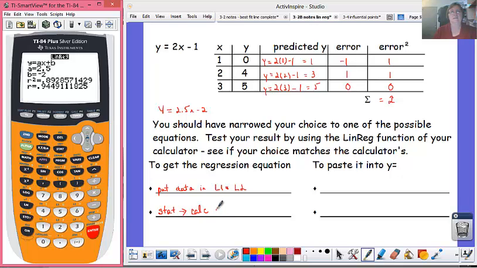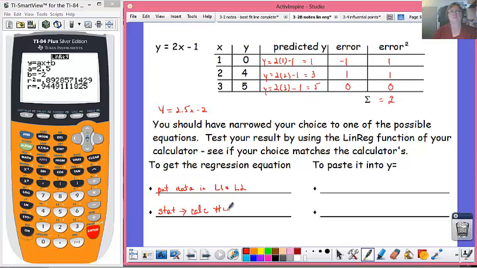So it was stat, calc, and then option 4, lin or linear regression, LinReg. And you can see the calculator agrees with us. It says that following a y equals ax plus b model, where a is 2.5 and b is negative 2, is the best fit line. You can see, folks, that we have a relatively strong correlation here. Some of you will remember that from last year, and we'll talk more about that.